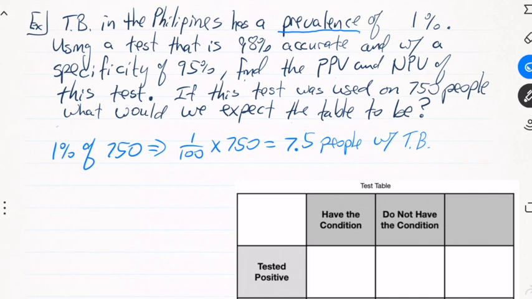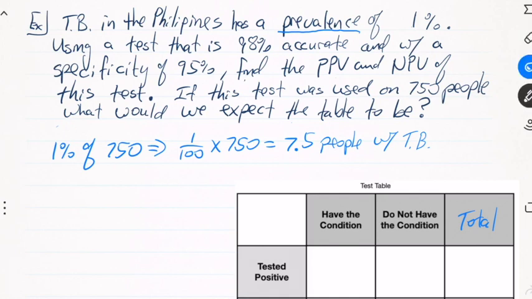I'm of the opinion of rounding down, and my lab makes you do the same thing. So the total number of people that have TB is going to be 7 because we're rounding down. So if we have 750 total people, then 750 minus 7 is 743. Do not have tuberculosis. So the prevalence gives me 2 numbers that I can put into my table right off the bat.